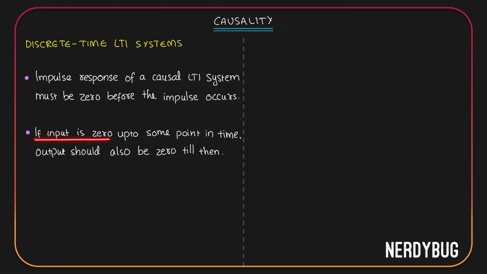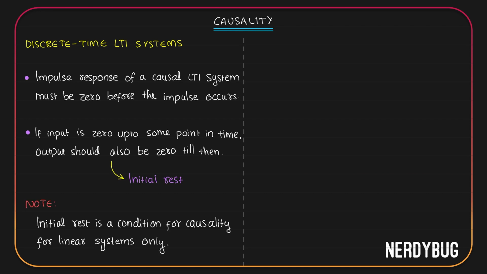We can also conclude that if input is 0 up to some point in time, then output should also be 0 till then. Only after we give the input should the output come out. We call this condition initial rest. An important thing we have to note here is that initial rest is a condition for causality only for linear systems. Let's take an example to understand that.